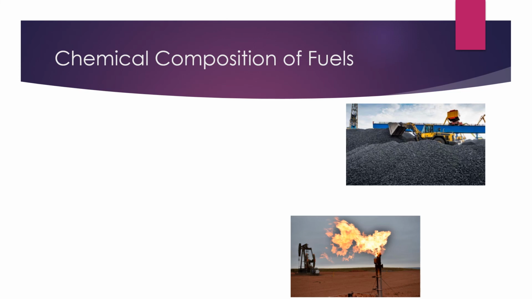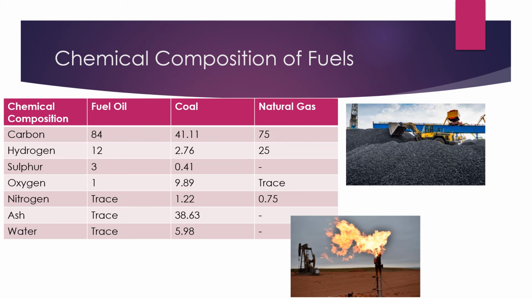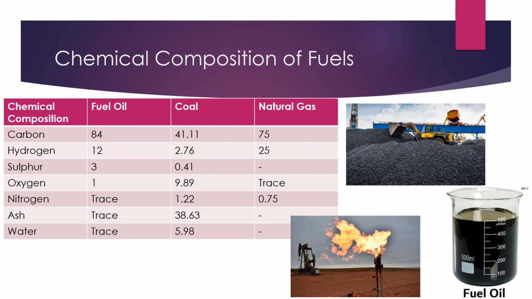Let us discuss about the chemical composition of some fuels like coal, fuel oil and natural gas. The table shows the chemical composition of these fuels. The carbon content of fuel oil is more than coal and natural gas. The hydrogen content of natural gas is more than fuel oil and coal. The sulfur content of fuel oil is more than coal. The oxygen content of coal is more than fuel oil.